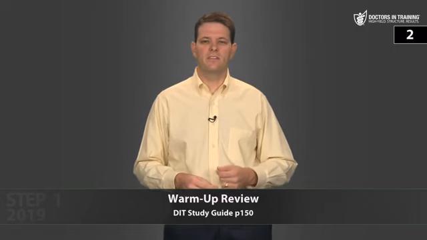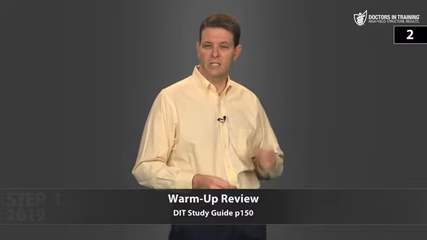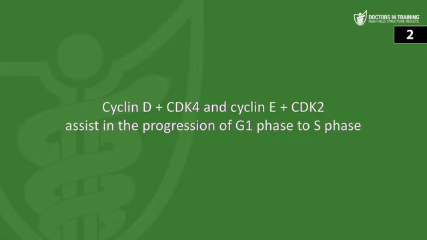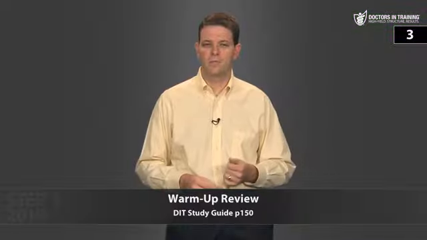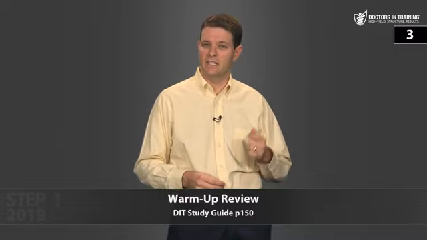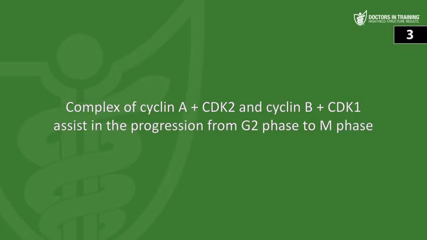Next, the complexes of cyclin D plus CDK4 and cyclin E plus CDK2 assist in the progression of the cell cycle into which phase? Well, they assist in the progression of G1 to S phase. And the last question, the complexes of cyclin A and CDK2 and cyclin B and CDK1 assist in the progression of the cell cycle into which phase? These assist in the progression of the G2 phase to M phase.